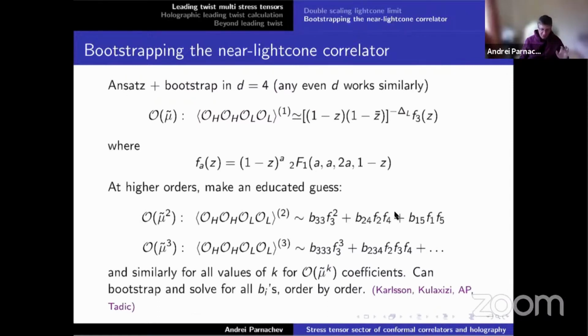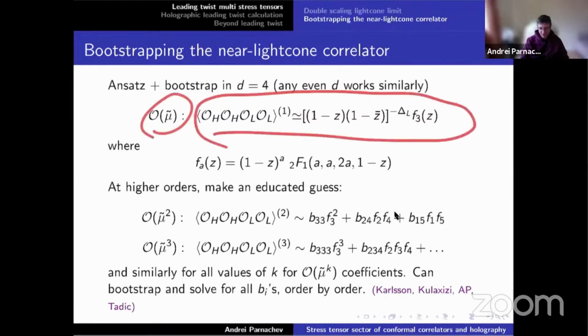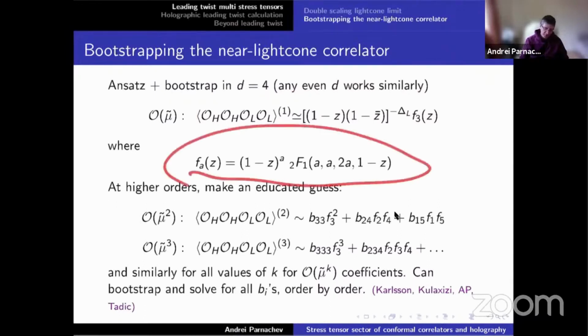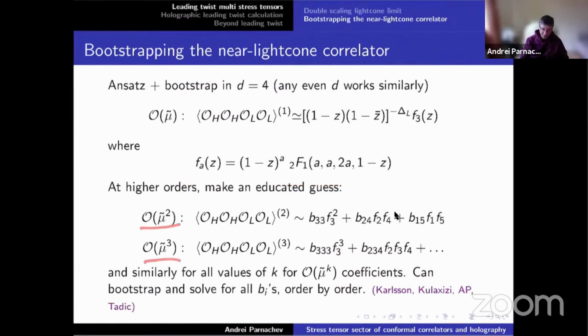Let me give you a flavor of how it works. First of all, the order mu tilde contribution is just a stress tensor, so it's completely fixed. It's the light-cone limit, near light-cone limit, of the stress tensor conformal block, where f is some hypergeometric function. And then the key point is to make an educated guess for order mu tilde squared, mu tilde cubed, and so on. And the guess is that to order mu tilde squared, we have, this is the whole thing.